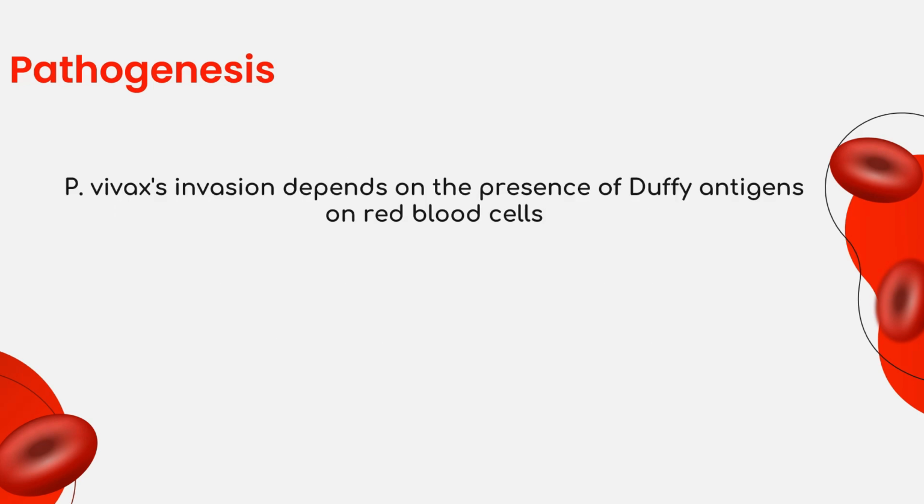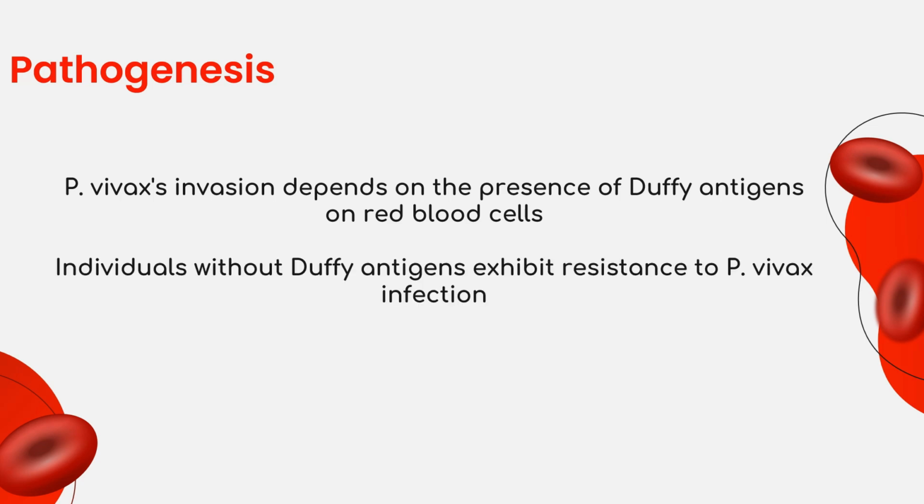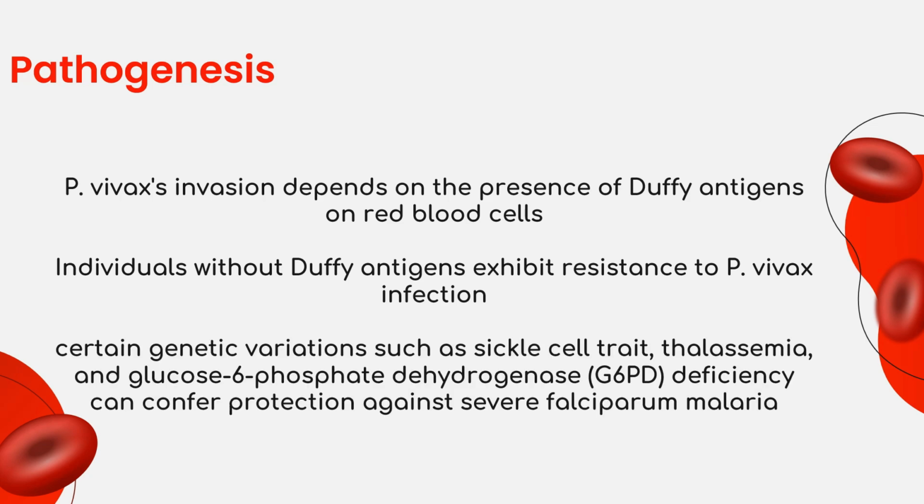It is worth noting that Plasmodium vivax's invasion depends on the presence of Duffy antigens on red blood cells. Consequently, individuals without Duffy antigens exhibit resistance to Plasmodium vivax infection, a genetic adaptation that has proven effective in regions like West Africa, where Plasmodium vivax is nearly non-existent. Strikingly, certain genetic variations such as sickle cell trait, thalassemia, and glucose-6-phosphate dehydrogenase, G6PD, deficiency can confer protection against severe falciparum malaria, even in individuals who can still become infected.